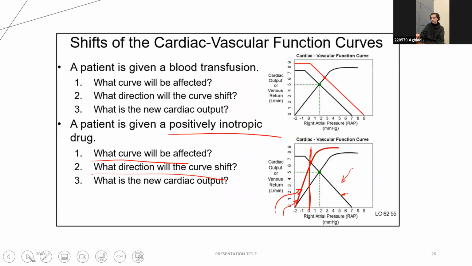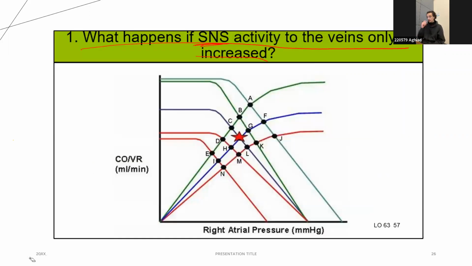All right. So now if we go back to this slide, the star, we said what happens if there is increased sympathetic nervous system activity to the veins only. Veins only, right? So it's going to go right, left, up, down. It's increased activity, so that means venoconstriction, or decreased compliance, okay? And the decreased compliance will cause a surge of blood to go to the atria, pushing it to the atria, increasing venous return, with a change in atrial pressure as well, as we previously mentioned. So left, right, up and down.